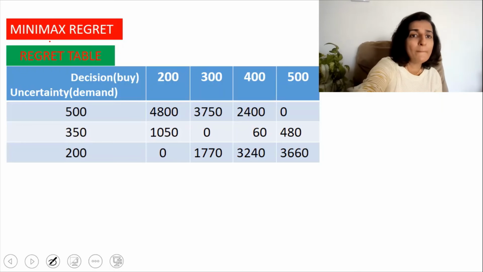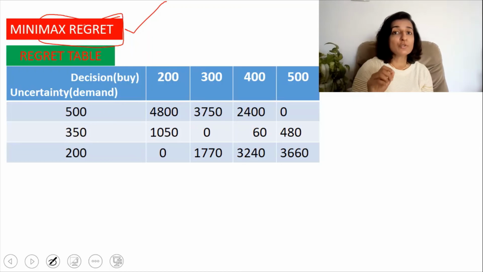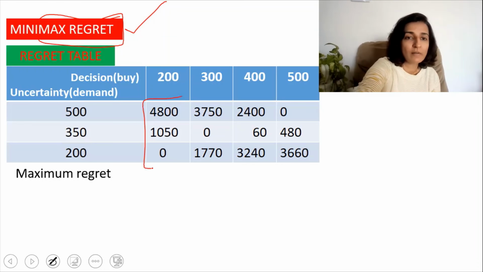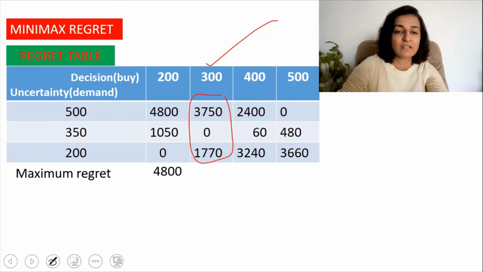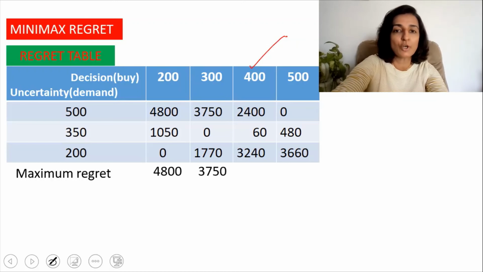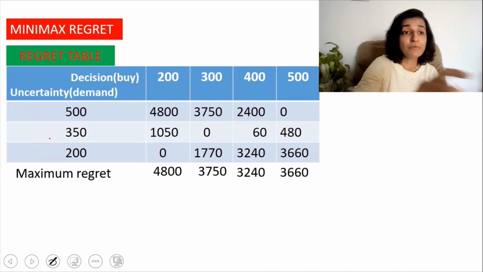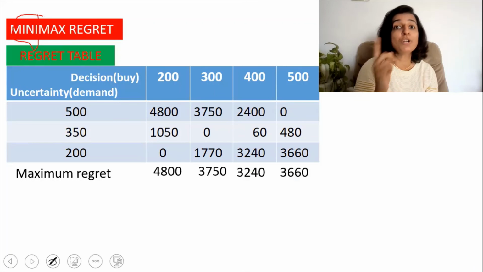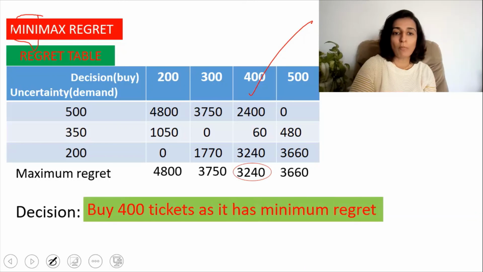What is the name of the method? Minimax regret, which means that minimum out of the maximum regret. So first we will choose the maximum regret of each of the decisions. So maximum regret, first column, the maximum regret is $4,800. Second decision, the maximum regret is 3,750. Third decision option, the maximum regret is 3,240. Fourth decision option, the maximum regret is 3,660. Out of which we have to select the minimum because it is minimum out of the maximum regret. So the minimum is 3,240. So the decision will be to buy 400 tickets as it has got the minimum regret.